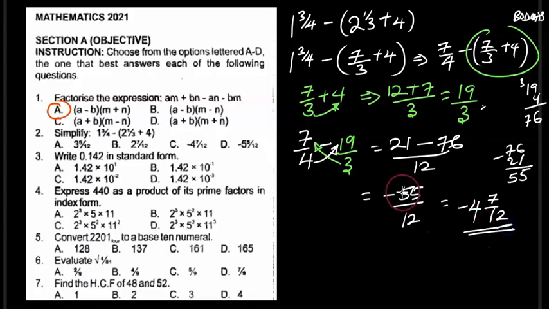12 will go into 55 4 times. Don't forget there's a minus here already. 12 will go into 55 4 times, and remainder 7 over 12. So that's how you convert from an improper fraction to a mixed fraction. So this is the answer to this question. And you look at what we have in our options, you see that the answer is option C, minus 4 whole number, 7 over 12.